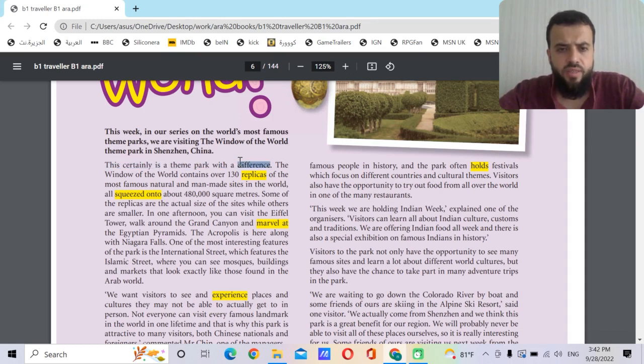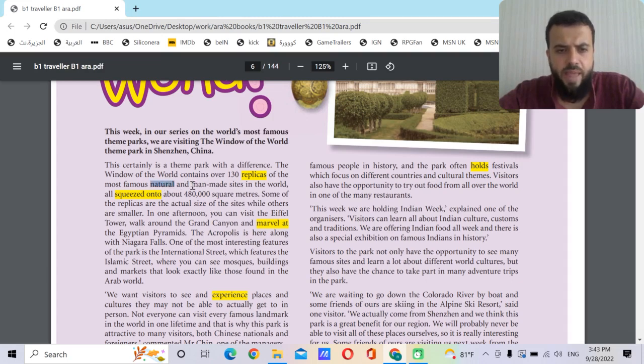This certainly is a theme park with a difference. The Window of the World contains over 130 replicas of the most famous natural and man made sites in the world. This certainly, of course, is a theme park with a difference. Difference is the noun, the adjective is different. The Window of the World contains, or there are, over 130 replicas. A replica of something is a copy, and usually it's smaller. So it's a replica, so it's not the same size, or it can be the same size. Replica, copy. The verb is replicate.